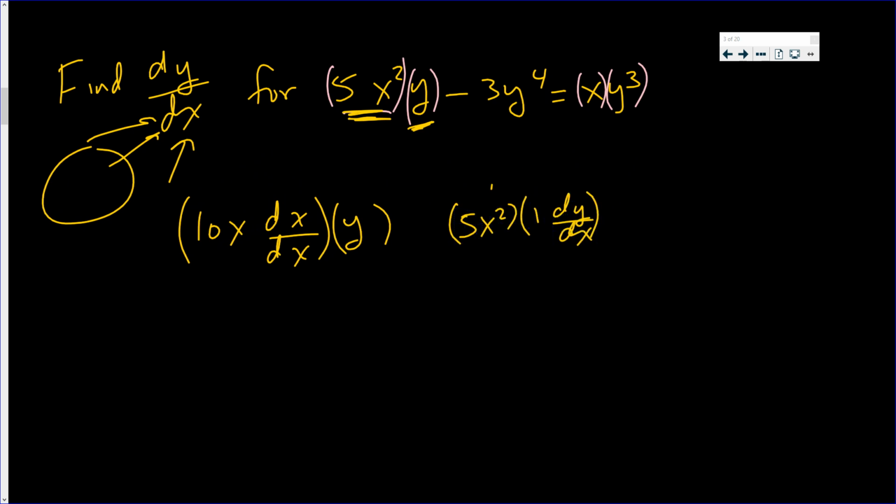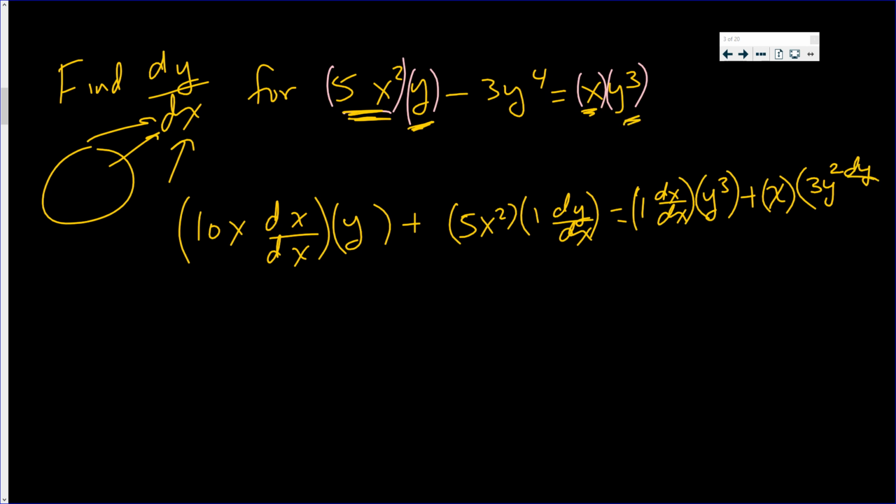Just moved it over to give me some more space. Equals the derivative of x, which is 1. It's in terms of x with respect to x, times the second function, plus the first times the derivative of the second function, which is 3y squared. y cubed is clearly in terms of y with respect to x.